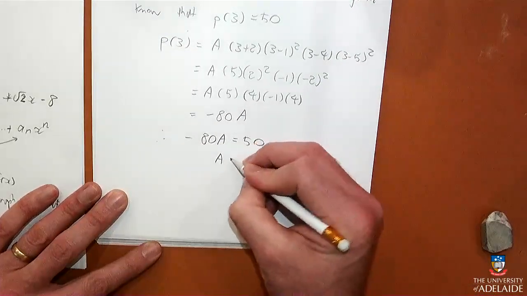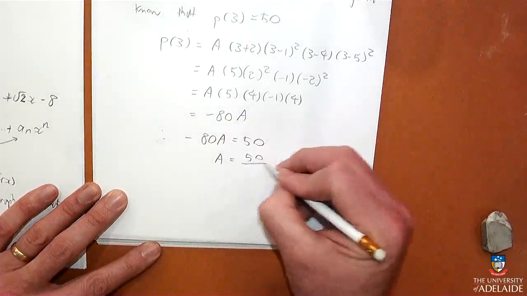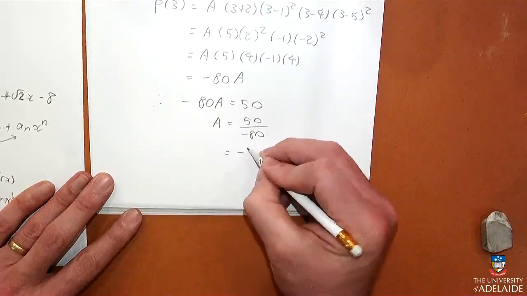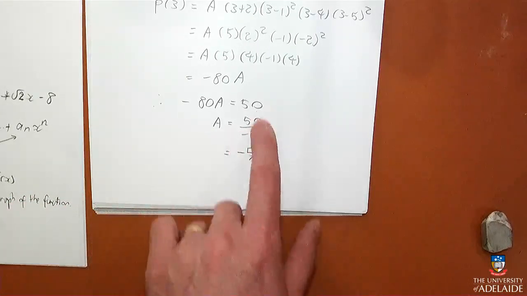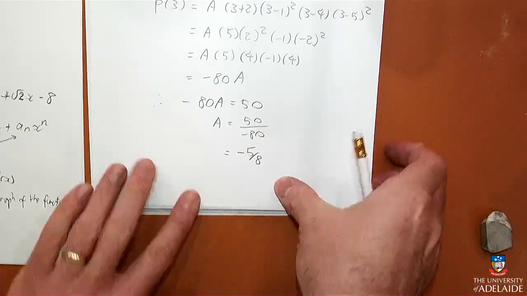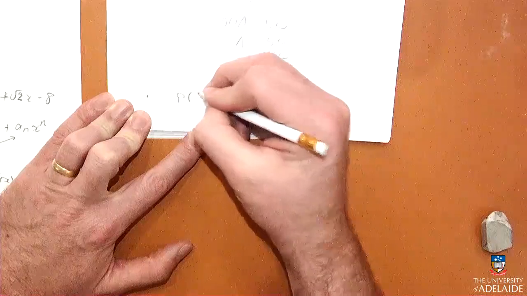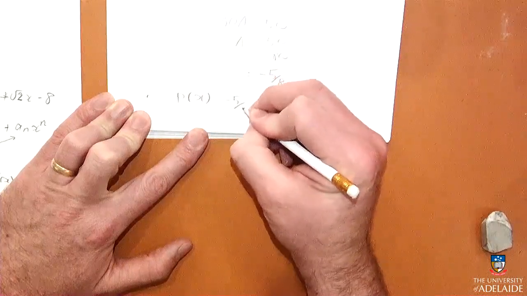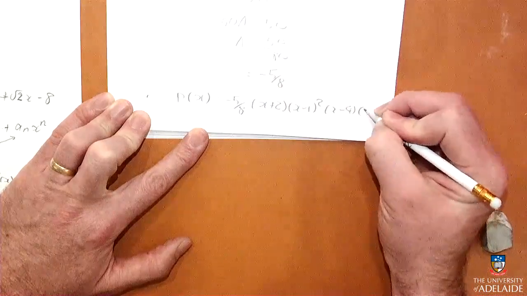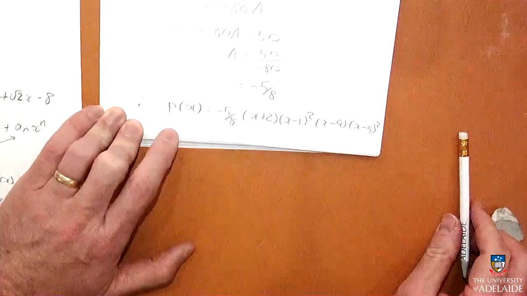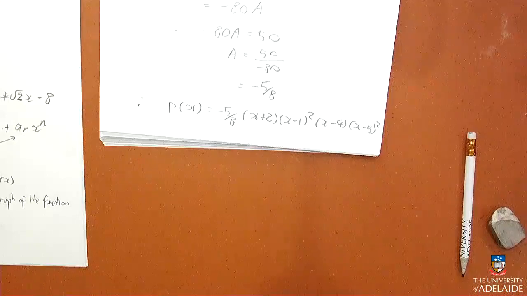And so I can divide both sides by this minus 80, which means I'm getting minus 5/8. So it's traditional to put the minus out the front, and I can divide both of them by 10. And so therefore, P of x is actually minus 5/8 times x plus 2 times x minus 1 squared times x minus 4 times x minus 5 squared. Okay. Cool. So I can use all the information I know about the shapes of these graphs to have a good picture of how the formula is related to the graph.